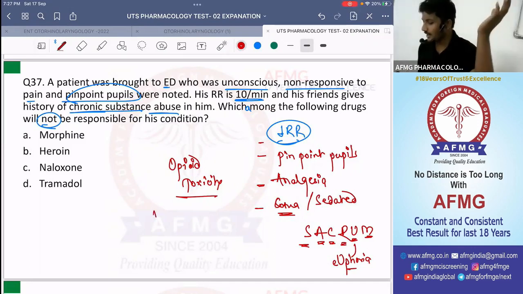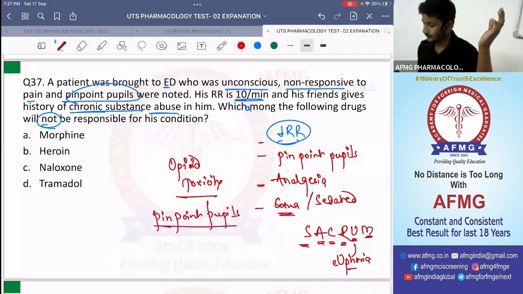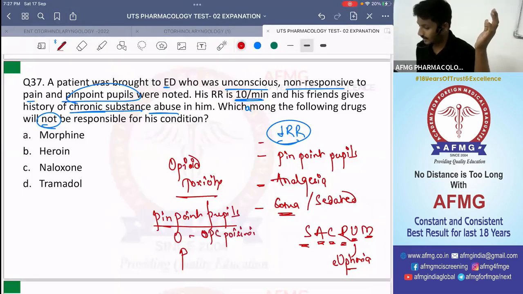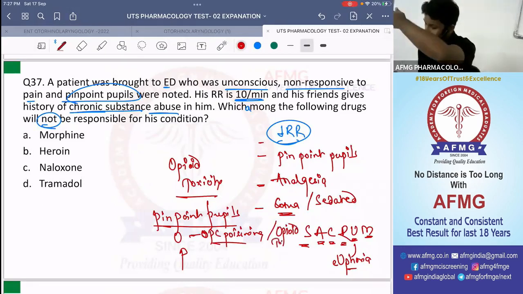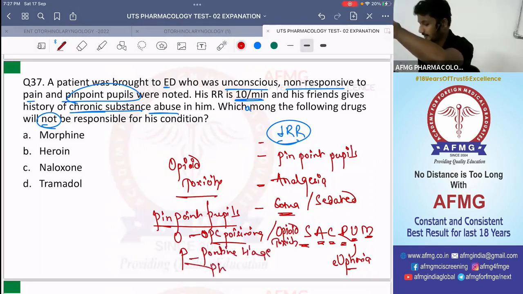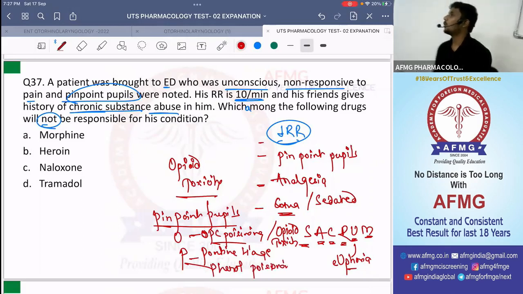The differential of pinpoint pupils that we had in the previous class: organophosphate poisoning and opioid toxicity. Okay? Second, P goes for, very good, pontine hemorrhage, and second was, very good, phenol, that is carbolic acid poisoning. So pinpoint pupils is seen in four conditions.